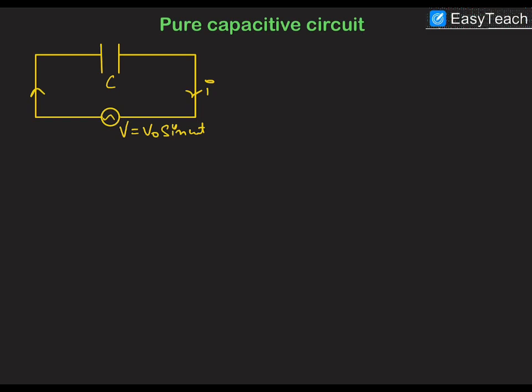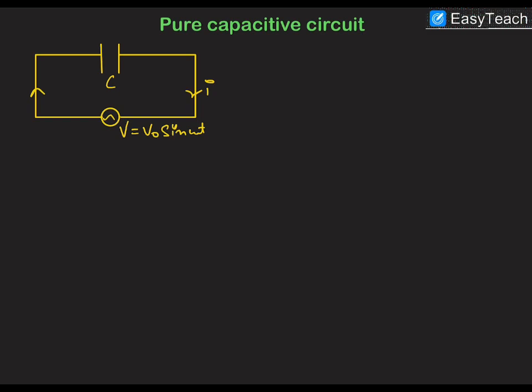Now we have to find out the current flowing in the circuit as a function of time, and obviously we cannot write it down like we did in Ohm's law. Like we wrote in the pure resistive circuit I as V by R, but we cannot write it here because there is no resistance here. So we have to treat this circuit differently.